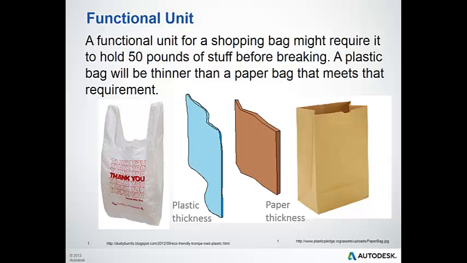You will need more paper than plastic to hold this 50 pounds. Think of how thick the plastic bags are compared with paper. It turns out you need 10 times more paper as you need plastic to make a functional grocery bag. So for the two materials to have the same environmental impact, the paper bag would have to be 10 times less impactful. Now let's apply this concept to the bike handlebars.